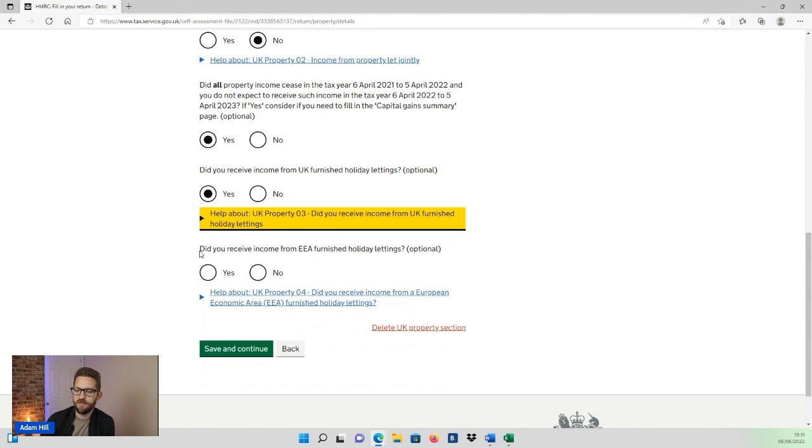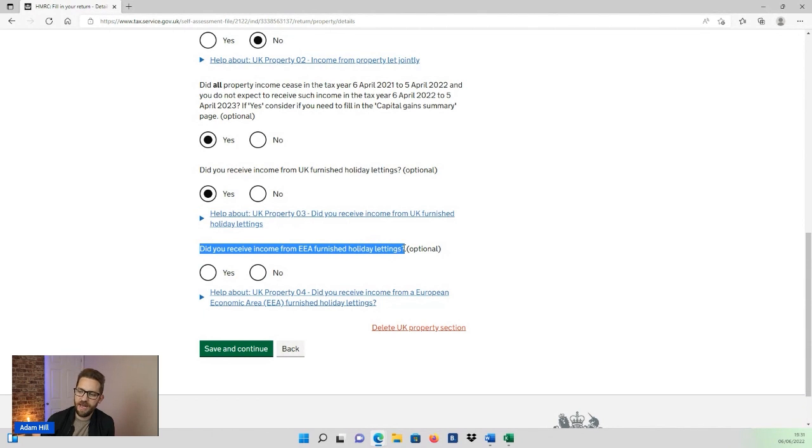Did you receive income from EEA furnished holiday let? So similar situation in terms of the benefits of being considered a furnished holiday let. However, these are referring to holiday lets that fall in the European Economic Area. So maybe if you have a holiday let in the south of France, you could qualify for this one. Similar setup, however, you have to declare these separately. So if you had one property in the UK and one property in France that both qualified as holiday lets, you need to tick yes to both of these boxes and they need to be accounted for separately.